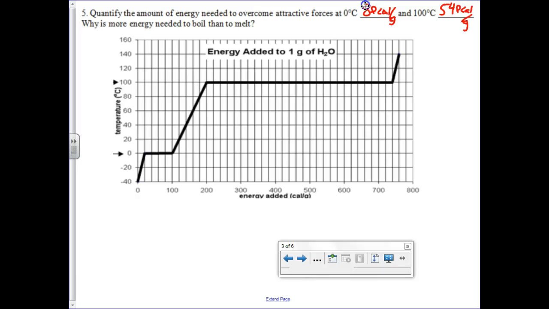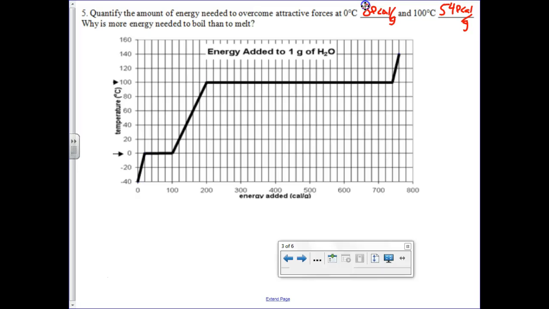Now here's a good question, and this is a question that AP will ask in the context of this unit. Why does it take more energy to boil than it does to melt? Why is more energy required to boil a sample than it is to melt the exact same mass of that sample? What do you guys think? Well, we're increasing energy in both of them.